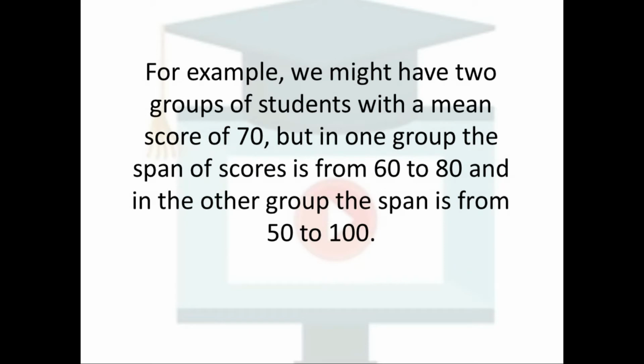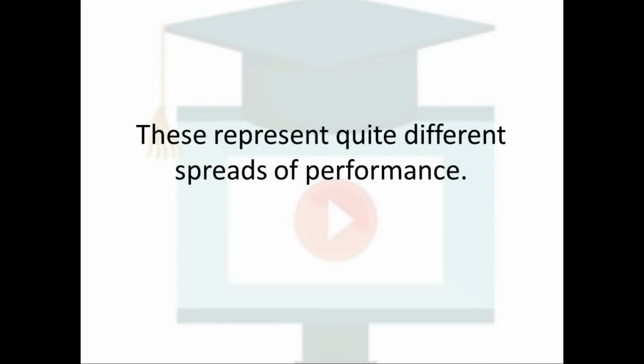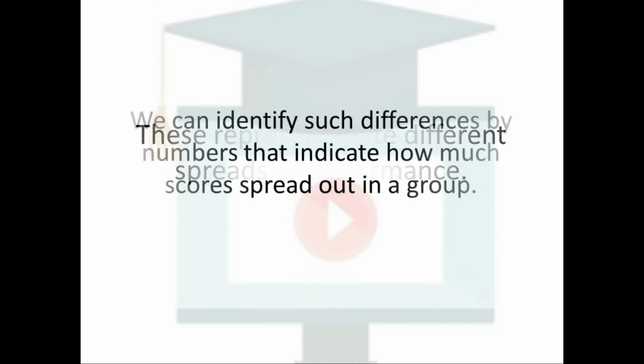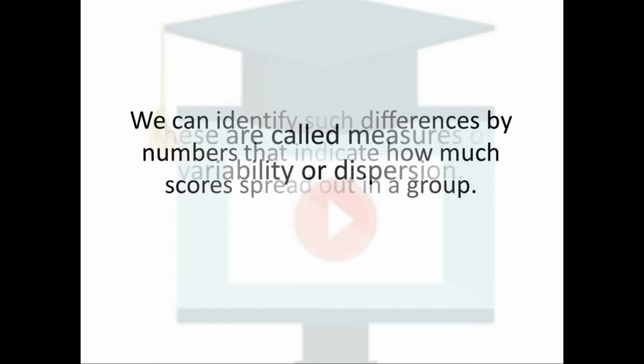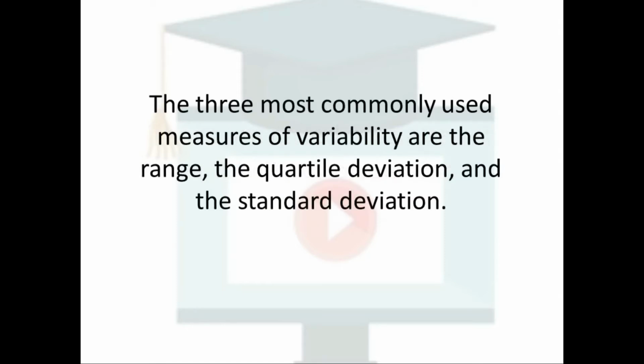For example, we might have two groups of students with a mean score of 70, but in one group the span of scores is from 60 to 80, and in the other group the span is from 50 to 100. These represent quite different spreads of performance. We can identify such differences by numbers that indicate how much scores spread out in a group. These are called measures of variability or dispersion. The three most commonly used measures of variability are the range, the quartile deviation, and the standard deviation.